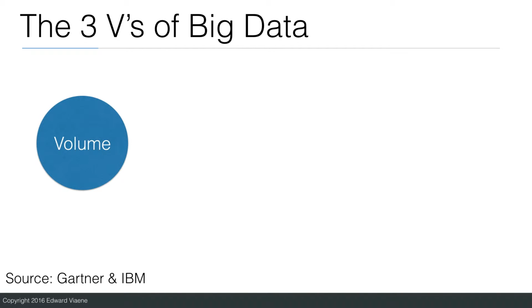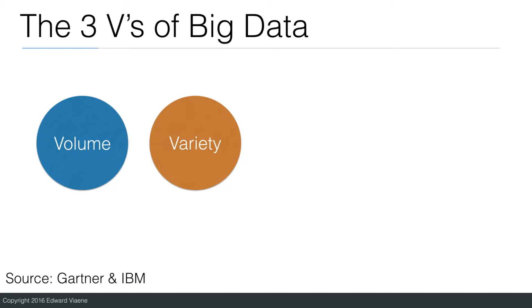The first V is volume. This is the most obvious one. If your data doesn't fit easily on a desktop or laptop disk anymore, it's difficult to store it. This might be the first sign you are dealing with big data. But there's 2 more V's to examine.